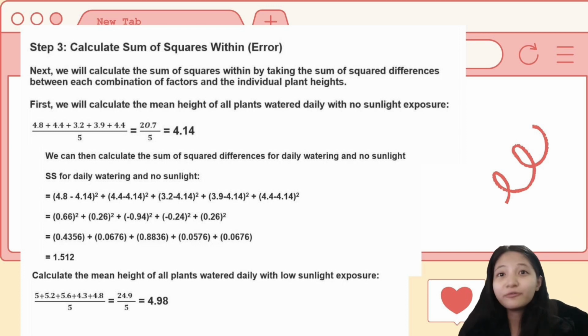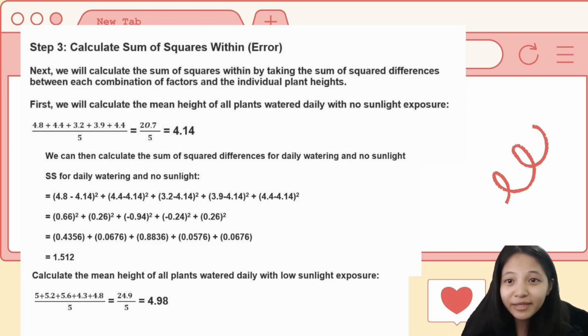So we need to find the mean of factor A, or plants watered daily with no sunlight exposure. The values belonging to factor A, add them all and then divide by 5. The values are 4.8 plus 4.4 plus 3.2 plus 3.9 plus 4.4 divided by 5 equals 20.7 divided by 5 equals 4.14. Now that we have the mean, which is 4.14, we can then calculate the sum of square differences for factor A, or plants watered daily with no sunlight exposure.